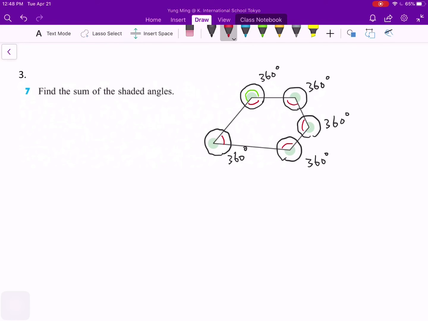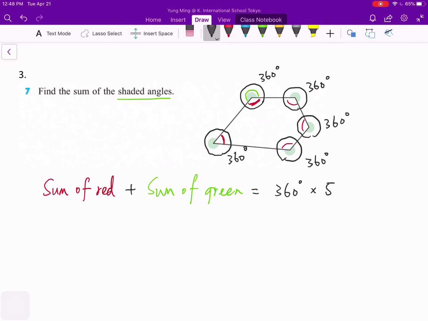So here is the logic. If you add the sum of all the red parts, which means all the interior angles, with the sum of the green parts, which is the shaded angles that we're trying to look for, you're going to get all the 360 degrees. How many of them? 360 degrees times 5. 5 of them.